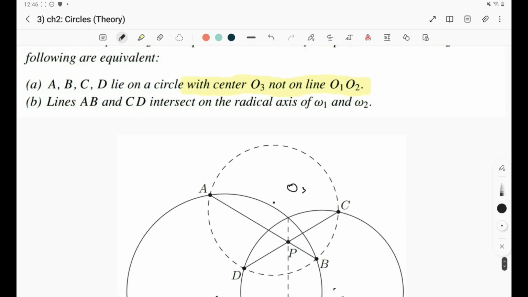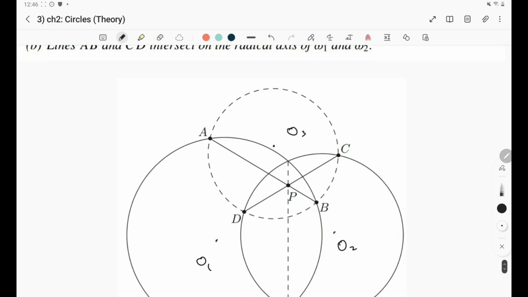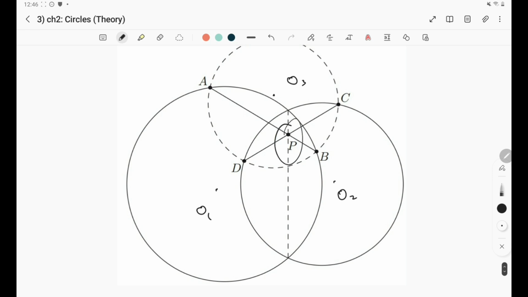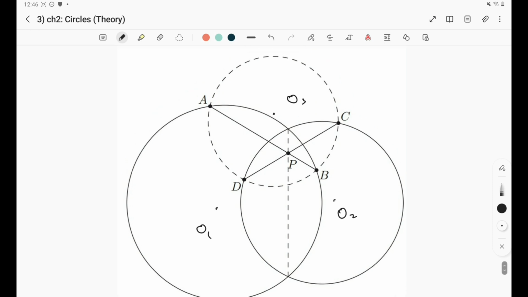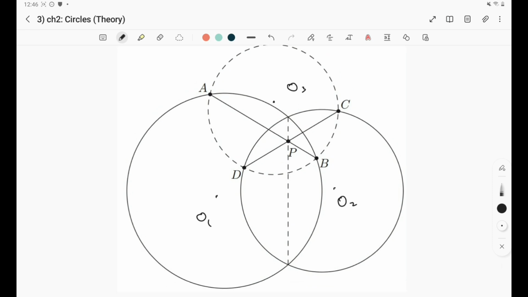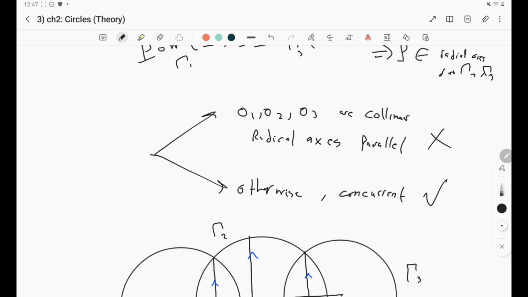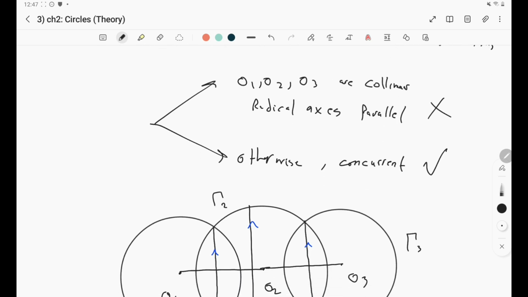So this is how we move from statement B to statement A. We got that A, B, C, D lie on a circle. However, they're saying that we can even say that O3 is not on line O1, O2. Why exactly? Well, since this point P lies on the radical axis, that basically means that this point P here is the radical center of the three circles, right? Right now we show that A, B, C, D are concyclic. So we have three circles, and we know right now that point P is the radical center. Since we have a radical center, remember, we said we either have a radical center if O1, O2, O3 are not collinear, or if they are collinear, then we don't have a radical center because the three radical axes will be parallel.